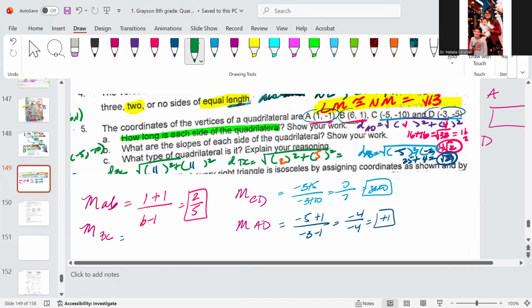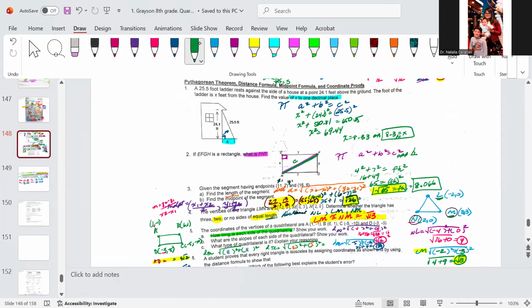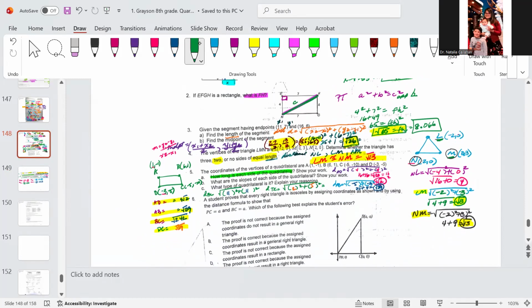BC is this one here and this one here. So negative 10 minus 1, negative 5 minus 6, negative 11 over negative 11, which is a positive 1. Okay? The only two that are the same are AD and BC, but it doesn't actually ask you for that. Is that okay? Okay, C. What does it say? What quadrilateral is it? Okay. So from the distance over here, which two sides are the same?